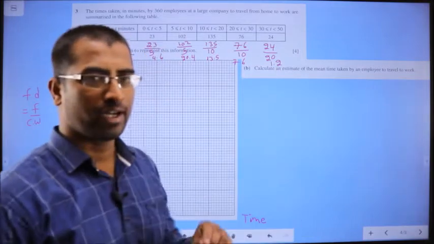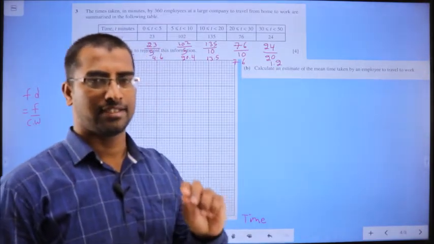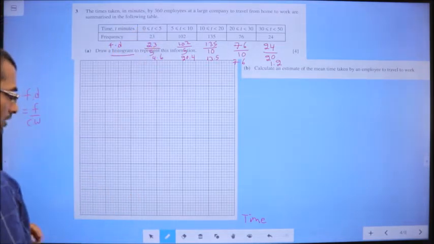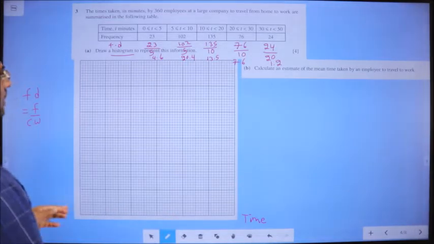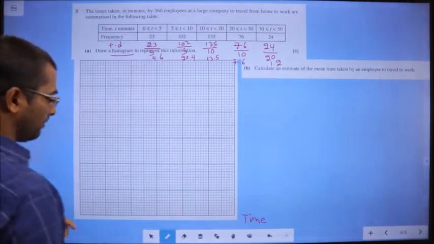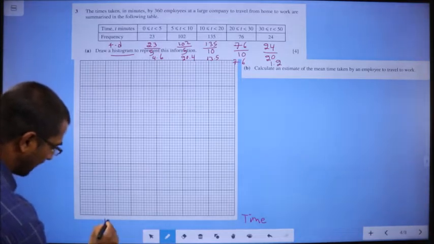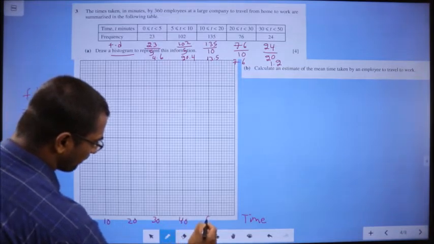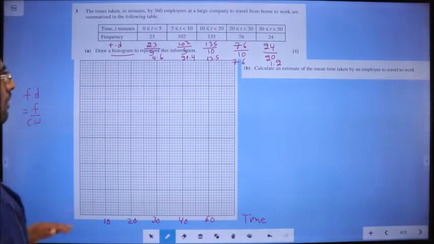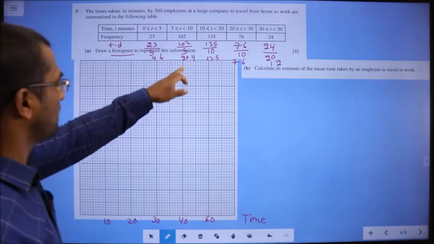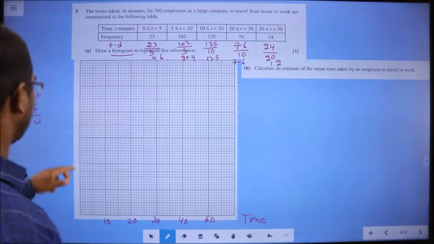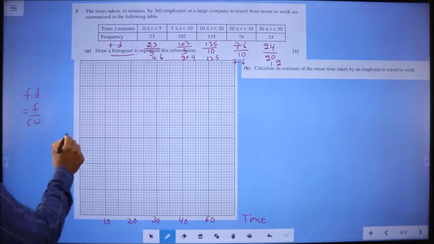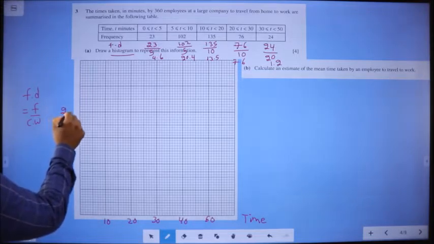For any histogram, you should find out frequency density first. Next, 0 to 5 is 4 points. Now decide the scale. On the x-axis, I should get till 50, so I take 10, 20, 30, 40 and 50. On the y-axis, the highest is 20.4, so I take 5: 5, 10, 15, 20.